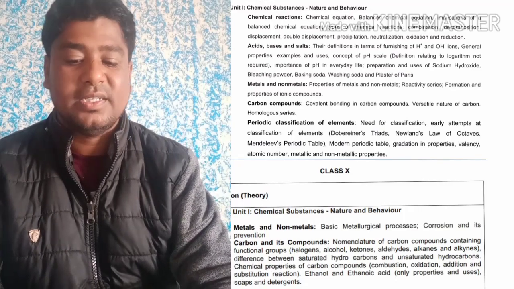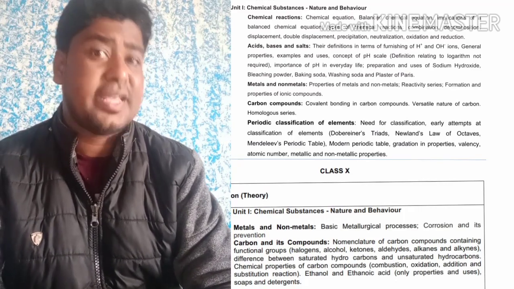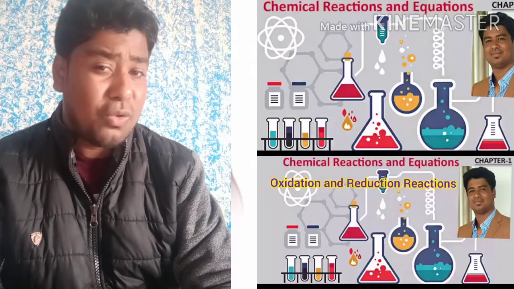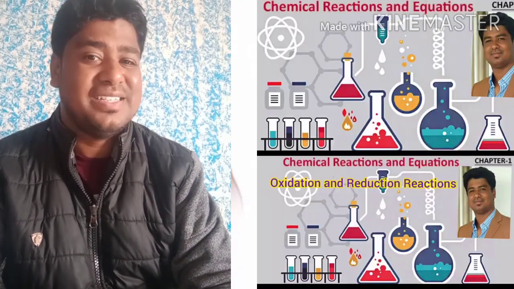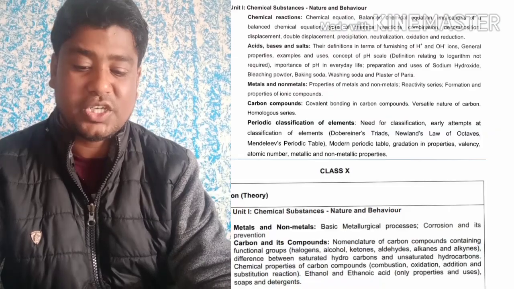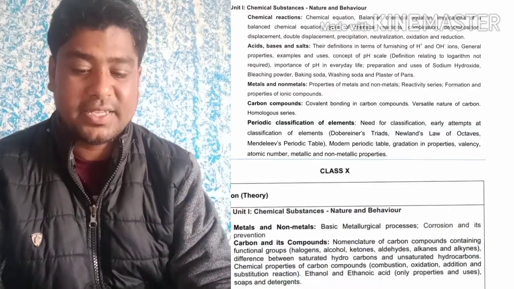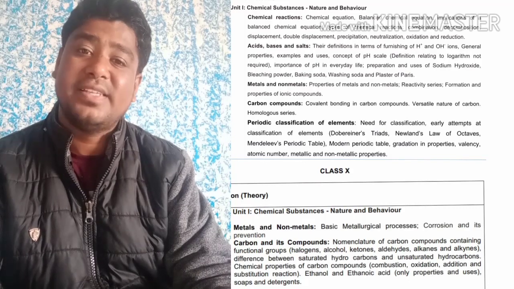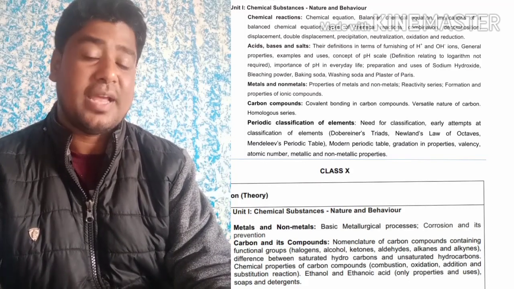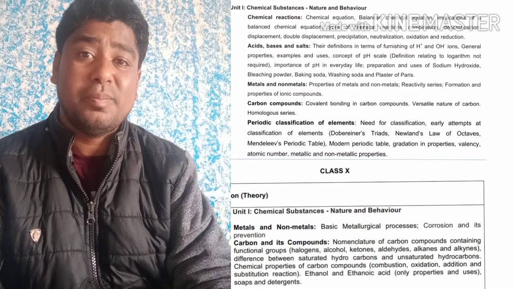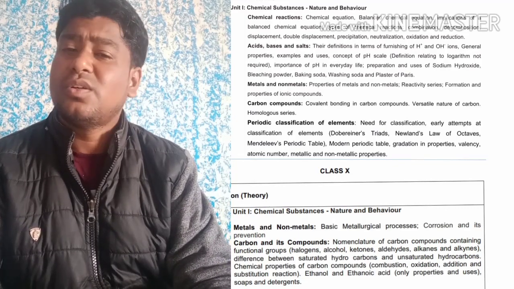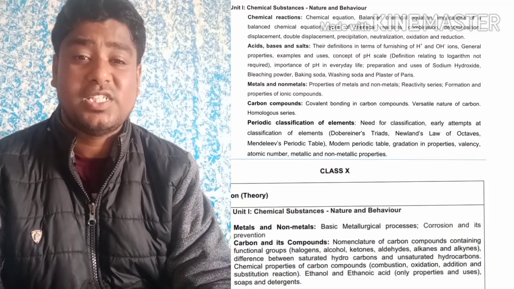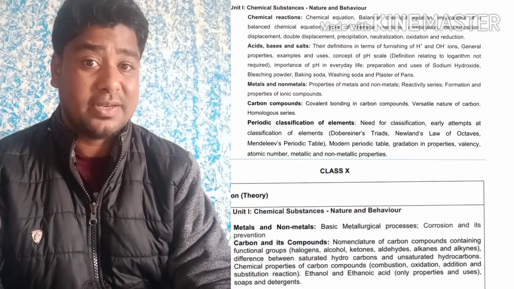The first chapter, chemical reactions. In chemical reactions, the whole chapter has been kept as it is. There is no change. You can check out the points mentioned here: the chemical equations, balanced chemical equation, implication of balanced chemical equation, types of chemical reaction, and so on. Whatever has been mentioned in this slide, it's the complete syllabus, the complete chapter. There is no change in the chapter.